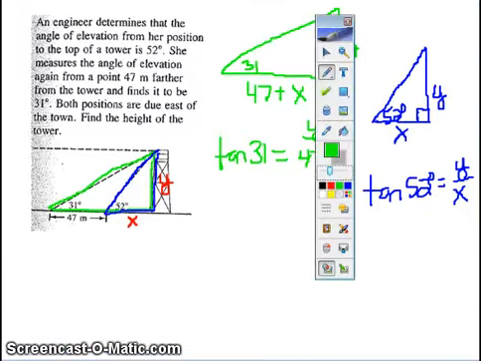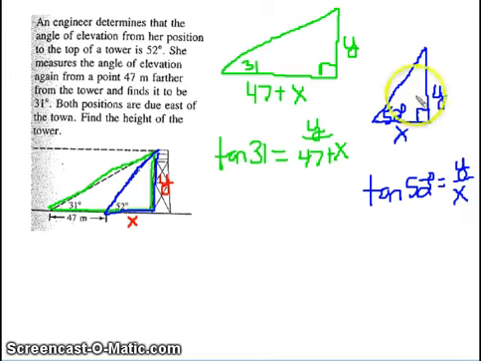Hey everybody, I'm sorry that I didn't get this finished in class, but you can watch the end of it. So, here we have our two right triangles. The green triangle, we know the relationship between 31 degrees and y is opposite over adjacent, so that is where the tangent takes place. Tangent of 31 is equal to y over 47 plus x, and tangent of 52 is equal to y over x.